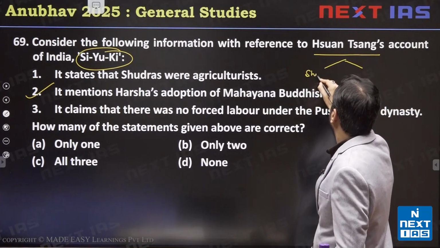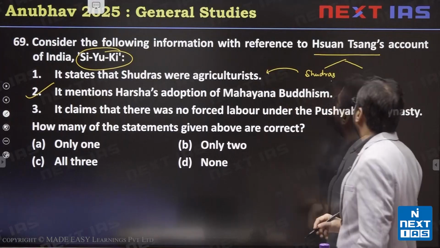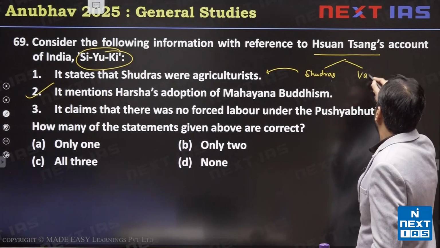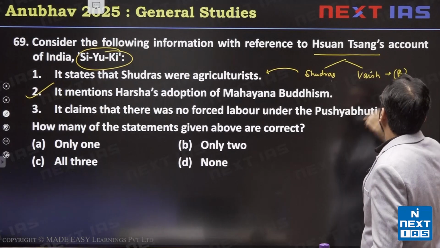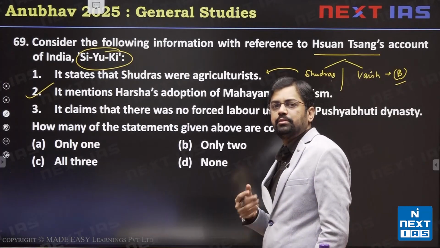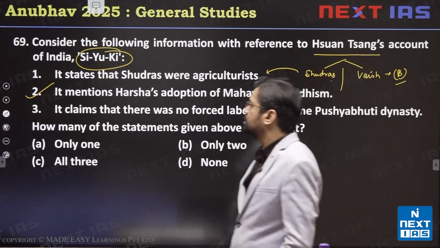Firstly, there are going to be the Shudras, they are going to be agriculturists, and there is another category of people which are going to be known as Vaishya, who are involved in business activities, right. So, Shudras were referred to as agriculturists according to his observation of the social structure at that time. So, the first statement is also correct.